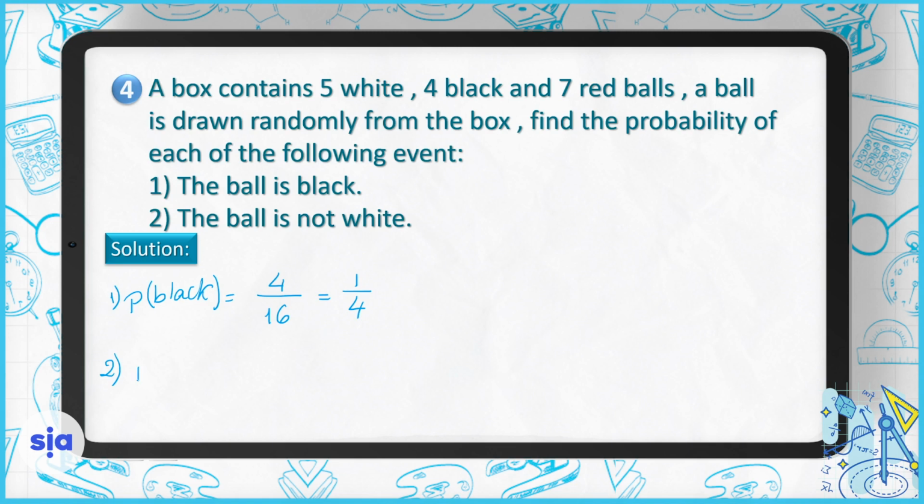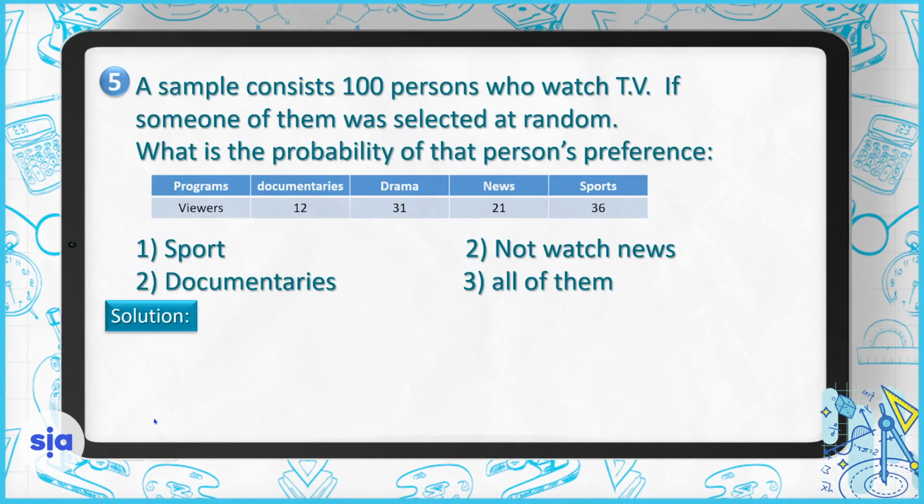The second question, the probability of not white. Not white means all the colors except white. So black is okay, red is okay, so it's 11 out of 16. Let's now go to question number 5. A sample consists of 100 persons who watch TV. If someone of them was selected at random, what is the probability of that person's preference?